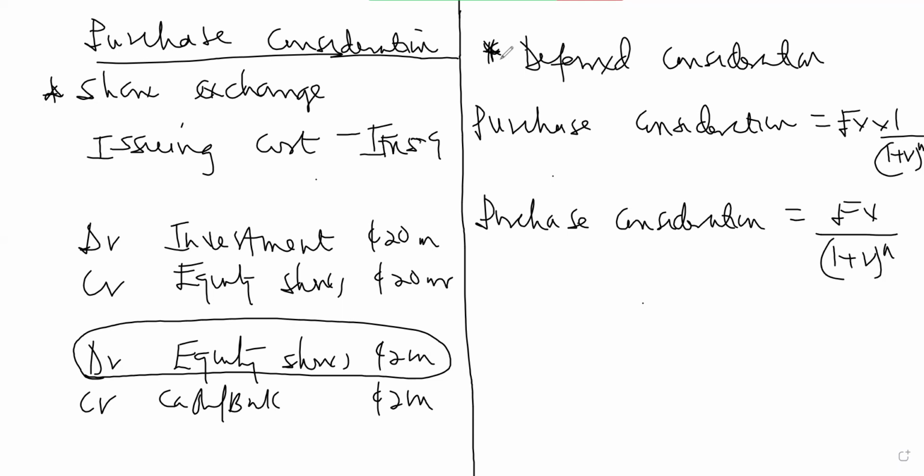Okay, so assuming you are getting a purchase consideration of 180 million, how would the 180 million be treated?